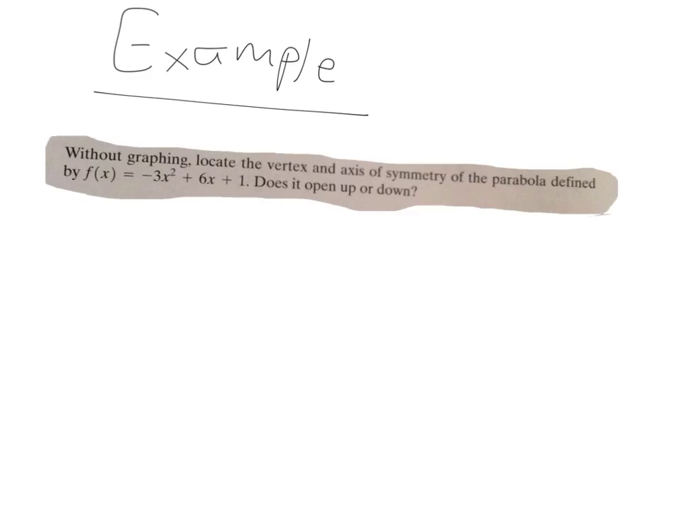Alright, so without graphing, locate the vertex and axis of symmetry of the parabola defined by the quadratic negative 3x squared plus 6x plus 1. Does it open upward or downward?